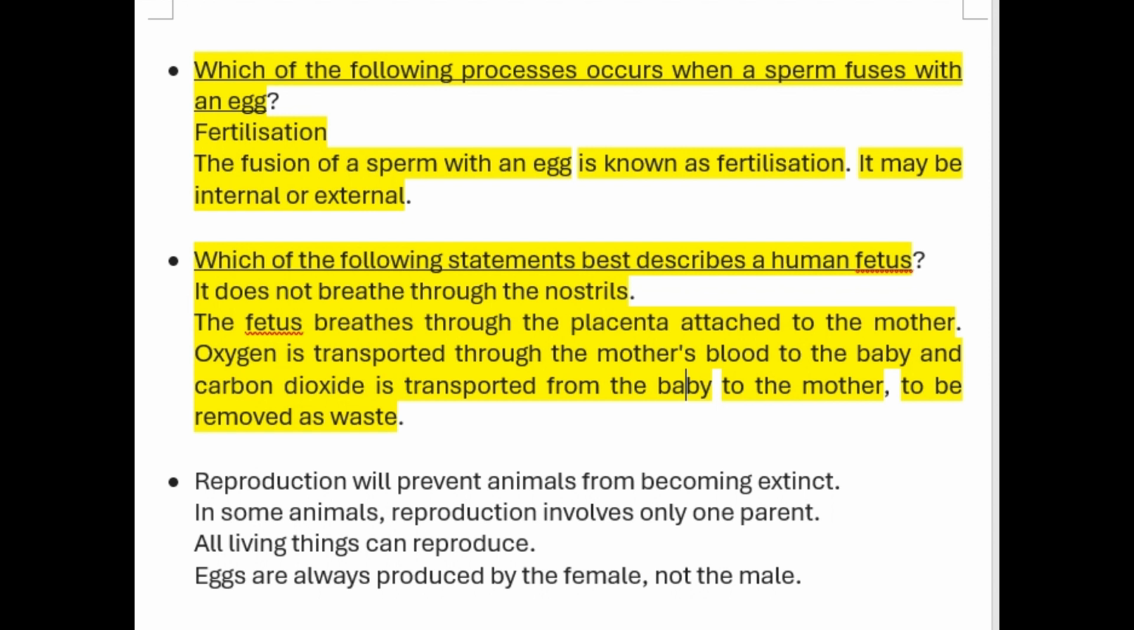Reproduction will prevent animals from becoming extinct. In some animals, reproduction involves only one parent. All living things can reproduce. Eggs are always produced by the female, not the male.